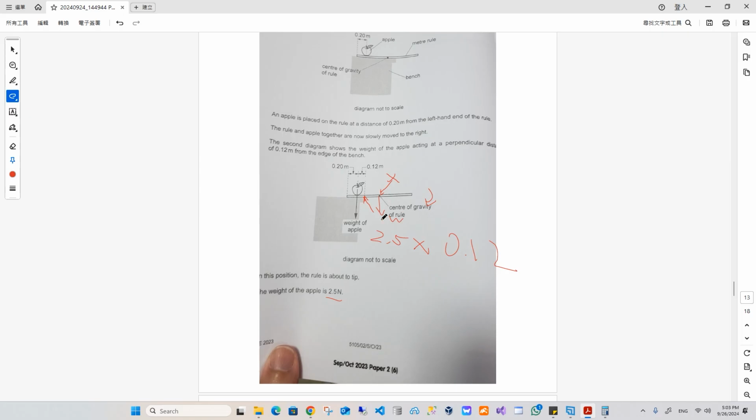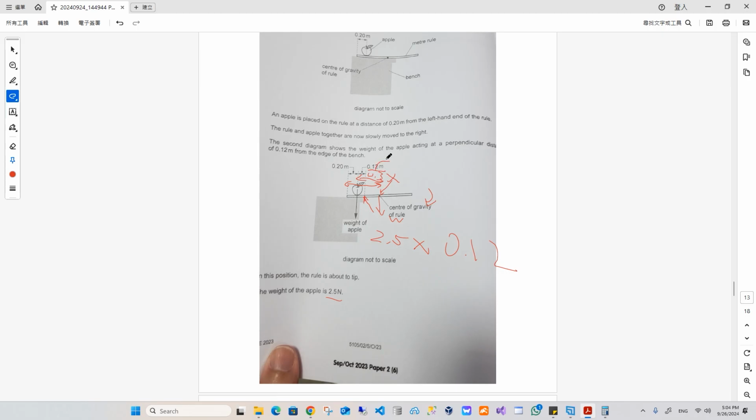Okay, so the weight of the ruler is at the 0.5 point. If this is 0.1, this is already 0.2. So from here to here is 0.3, right? Because this is 0.2, the whole thing is 0.5. So with this 0.2, from this to here will be 0.3. And you take another 0.12, so this is what you have.